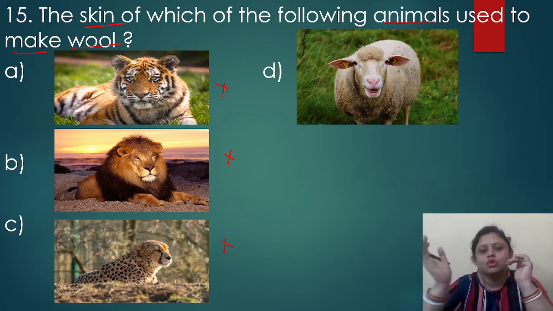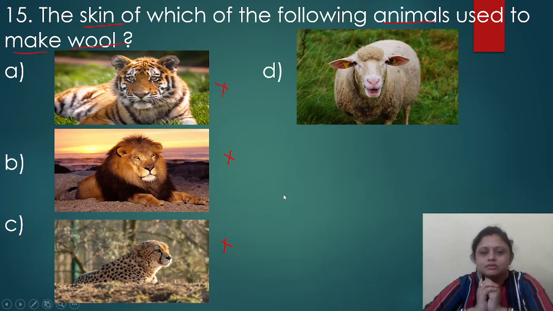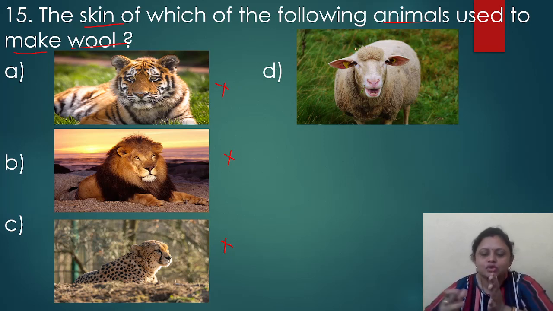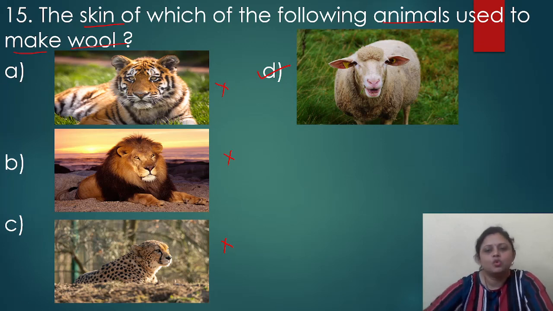So what do we do? We take it and we make wool. From the fur of the sheep, we collect it and we make the wool. So the correct answer is option D. What is the name of the animal? Sheep. Right? Yes. So this much for today's class.